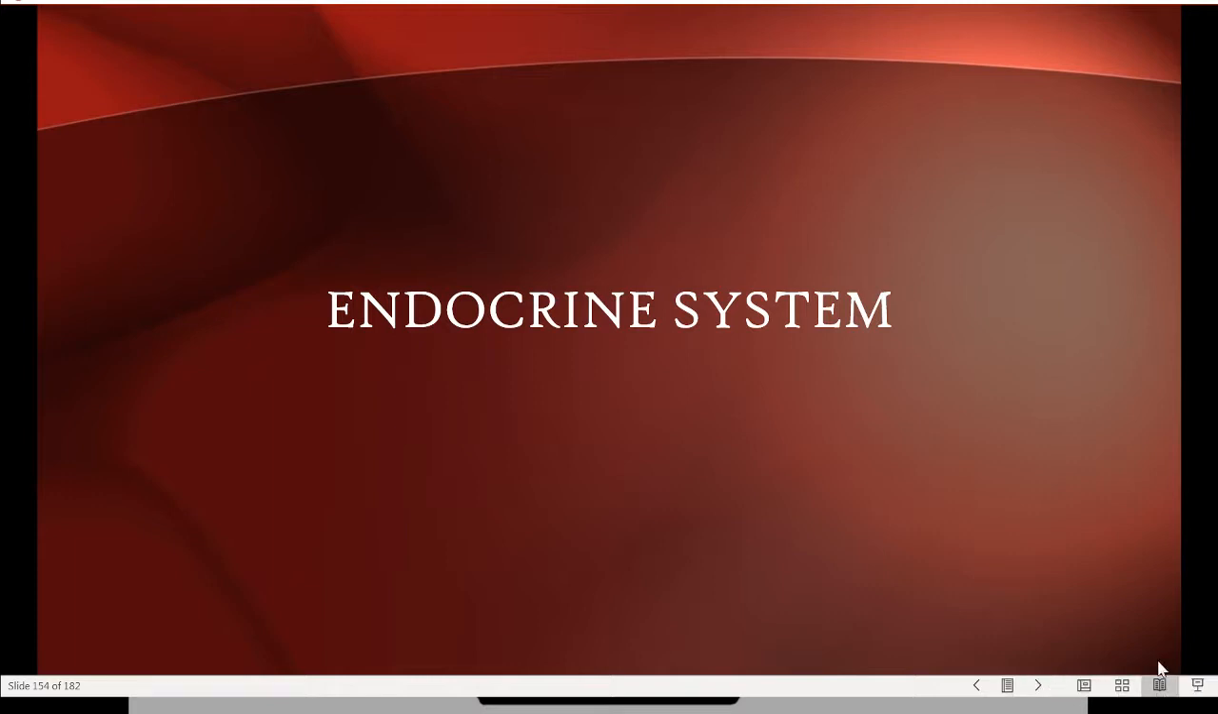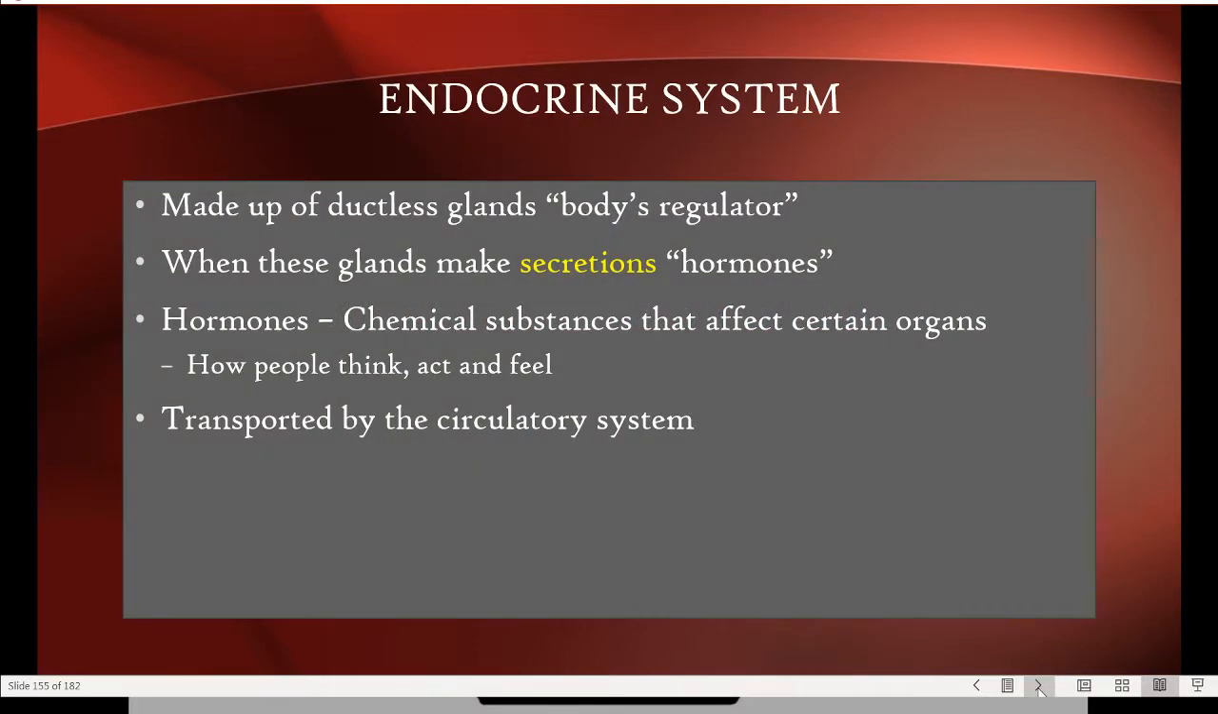All right, the endocrine system. So the endocrine system is made up of several glands whose secretions cause specific actions in specific organs. It includes the thyroid gland, the adrenal gland, the pituitary gland, and the gonads. So let's take a look at this. And so it's these hormones that are developed by the endocrine system and then transported out by the circulatory system.